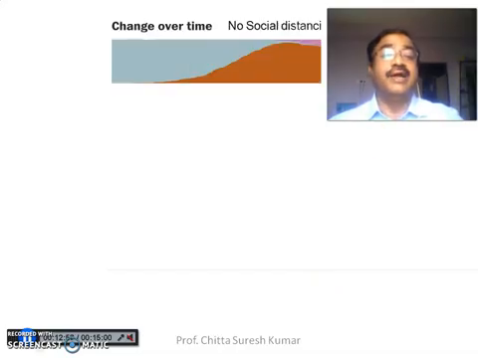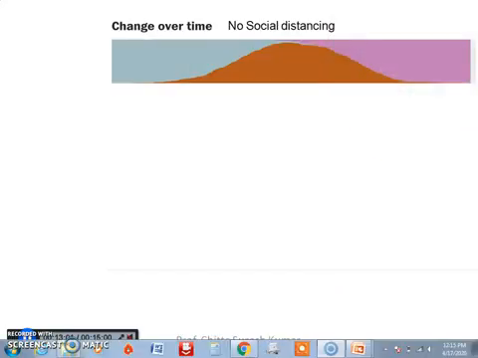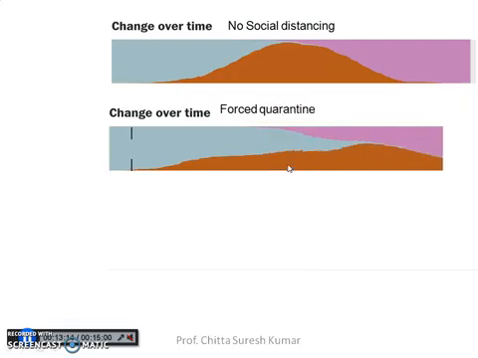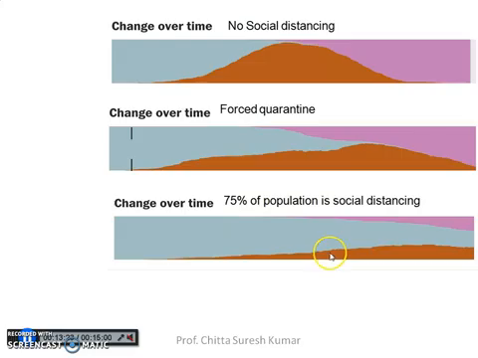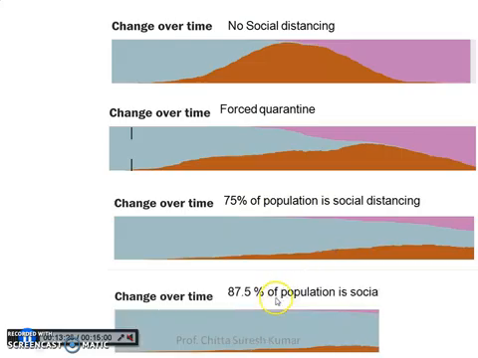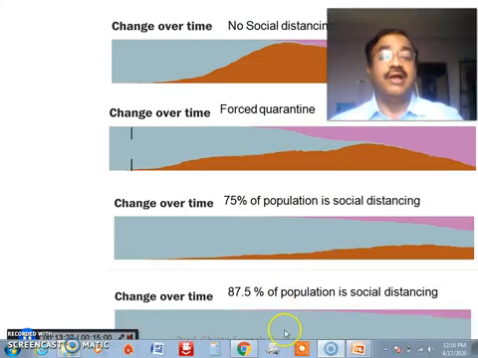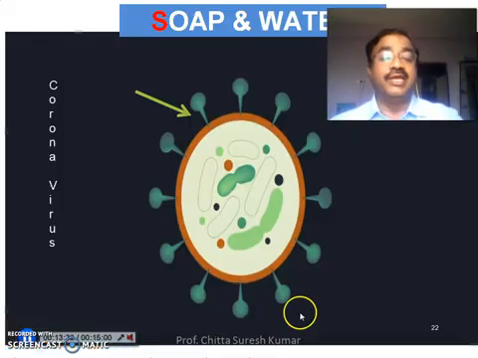The other important thing is, if you don't maintain social distancing, then this is the bell-shaped infection curve for epidemics. And if you maintain social distancing or forced quarantine, the epidemic graph shows a very limited number of infections. And if you go for a saturated population practicing social distancing, then it is still lower. If 87.5% of the population is maintaining social distancing, then you can see the infection is very low.